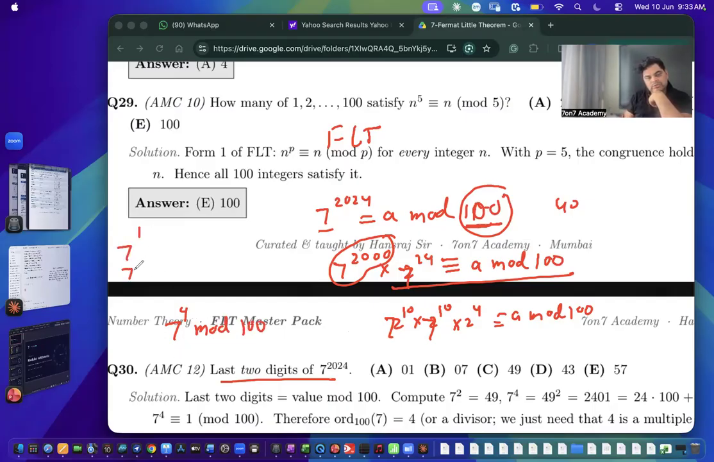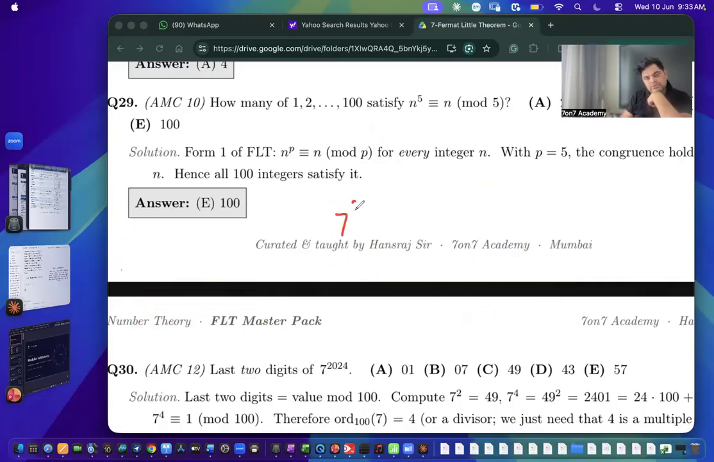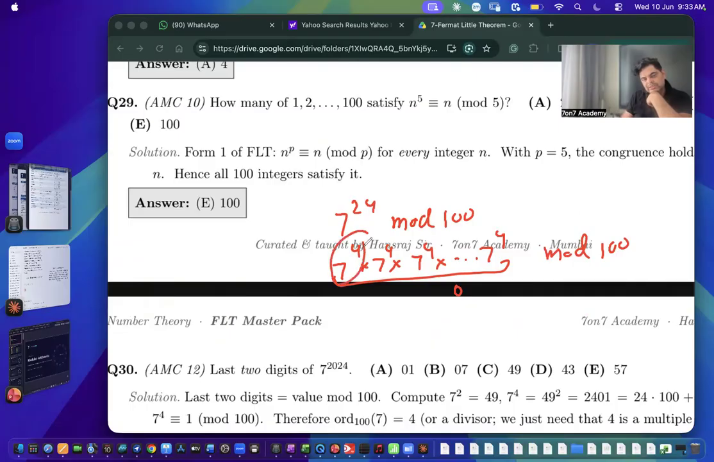Agree? You can write 7 raised to 1, 7 raised to 2, 7 raised to 3, 7 raised to 4. So 7 raised to 4 is 2401. My aim now is to reduce 7 raised to 24 mod 100. So I could write 7 raised to 4 into 7 raised to 4 into 7 raised to 4, six times, and then mod 100. If you open it up, each is 2401. So every time you'll get 2 digits of this.